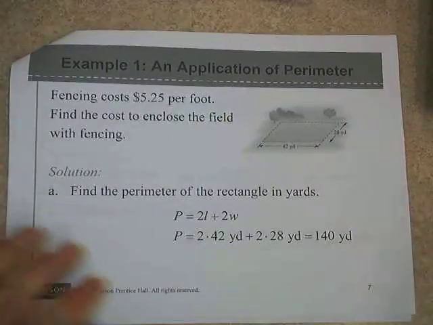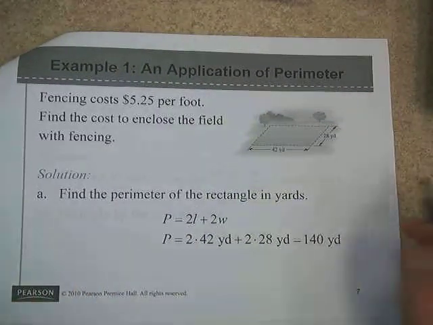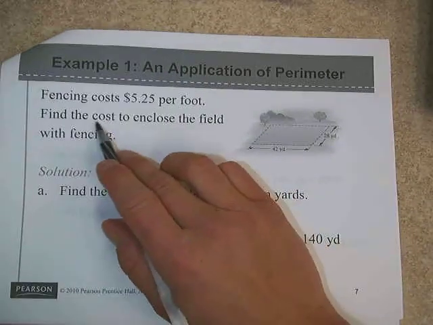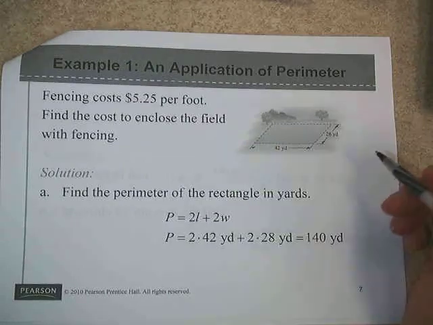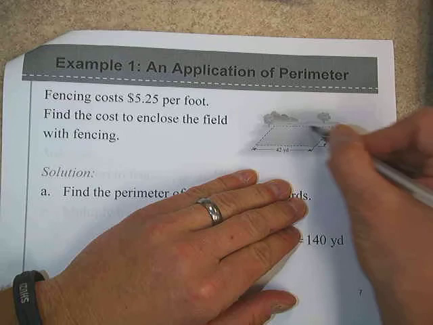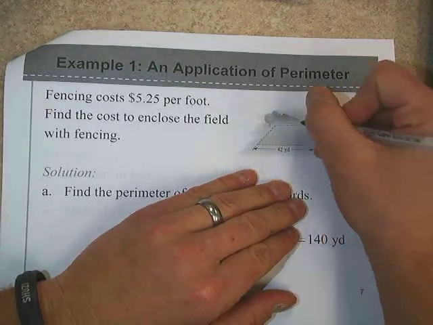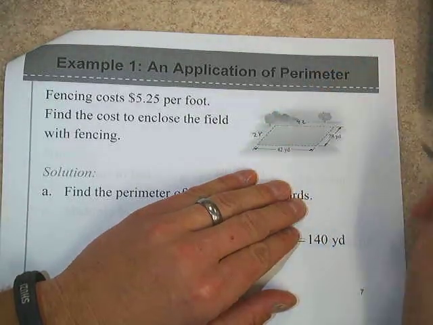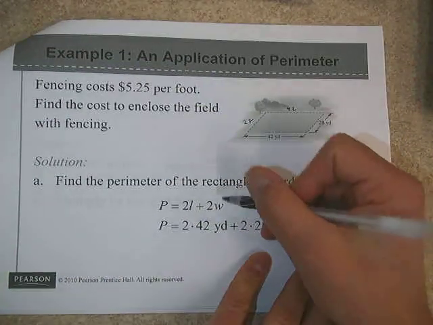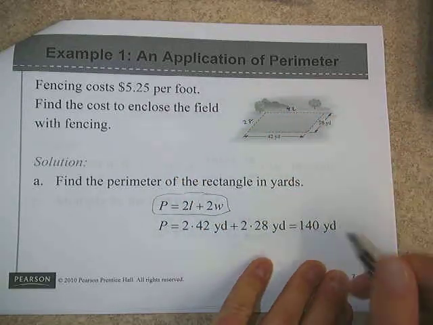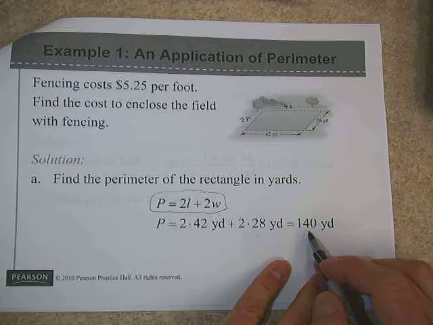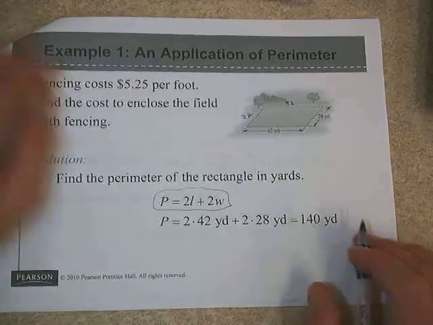So, problem here next is we're given a shape here that tells us the fencing costs $5.25 per foot, and we want to find the cost to enclose the field with fencing. So remember, the perimeter is what we're after here, because the fence is going to go around the outside of this shape. And if we're 42 here, and 42 here, and 28 here, okay, we can certainly calculate the perimeter. Okay, we do have a perimeter formula for a rectangle. Okay. And if we do 2 times the length plus 2 times the width, we turn out to be 140 yards.